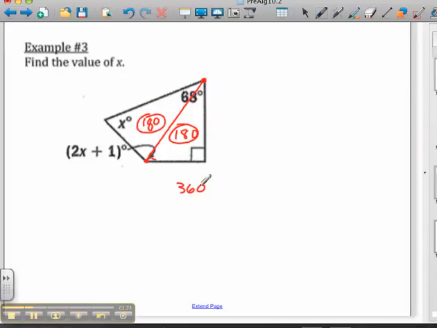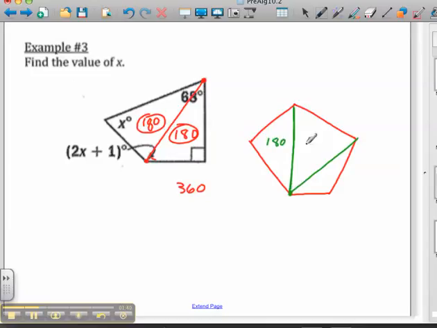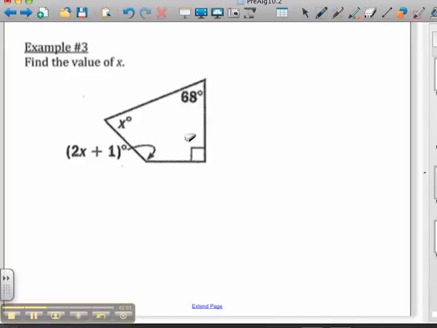Okay? Now if I had a 5-sided figure, also known as a pentagon, right? There's a 5-sided figure. When I draw the diagonals for this, I see that I can divide that into 3 triangles. 180, 180, 180. Okay, well when I add those up, I get 540 degrees for a pentagon. If I add the measures of all the angles of a pentagon, I'm going to get 540 degrees. Okay? Now, we need to use that information to answer this question.